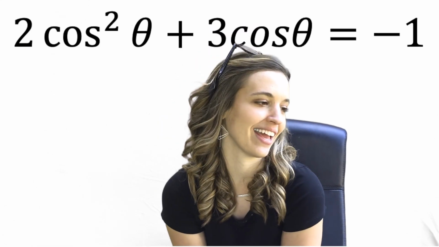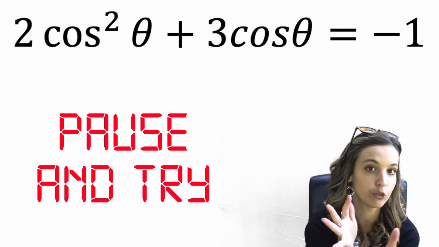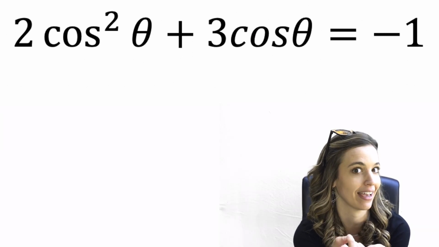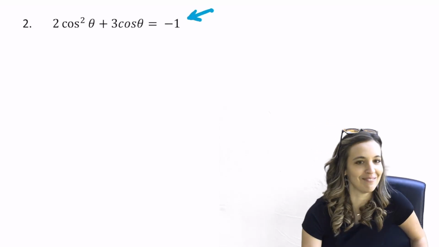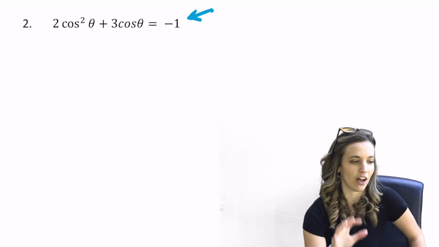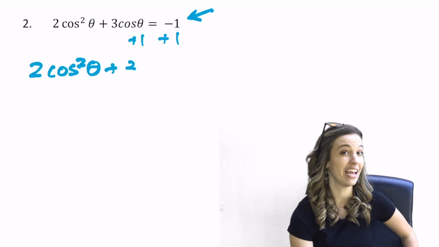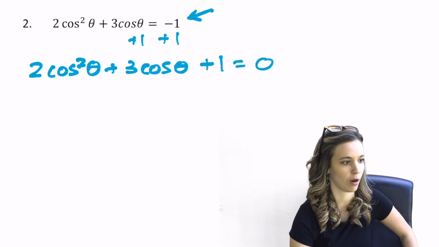2 cosine squared theta plus 3 cosine theta equals negative 1. Pause, you try. First thing I noticed here is that it doesn't equal 0. So I'm going to add 1 to the other side right away to take on that true quadratic form: 2 cosine squared theta plus 3 cosine theta plus 1 equals 0. So now I can factor. That way I can use the zero product property to solve.